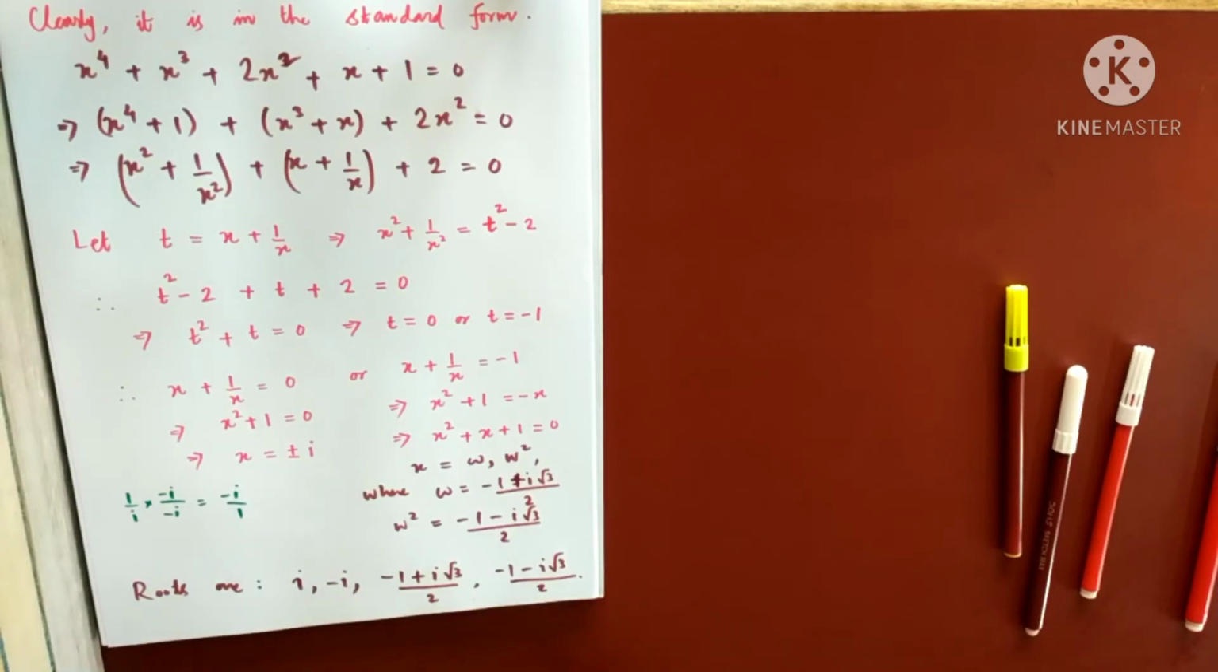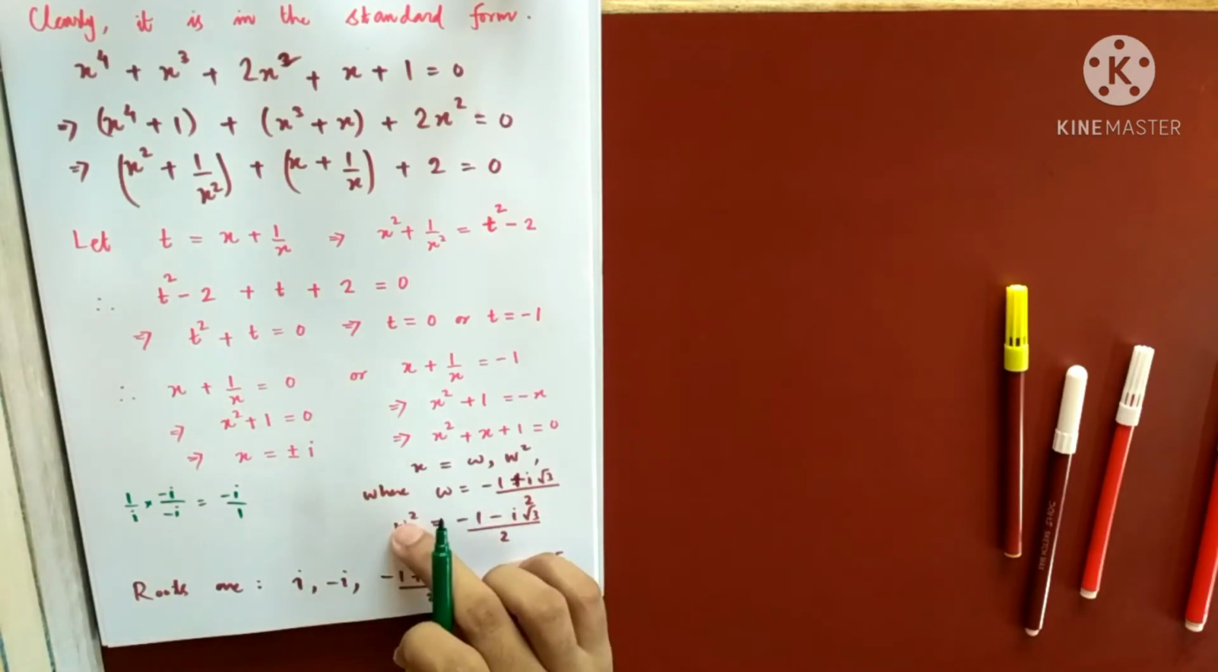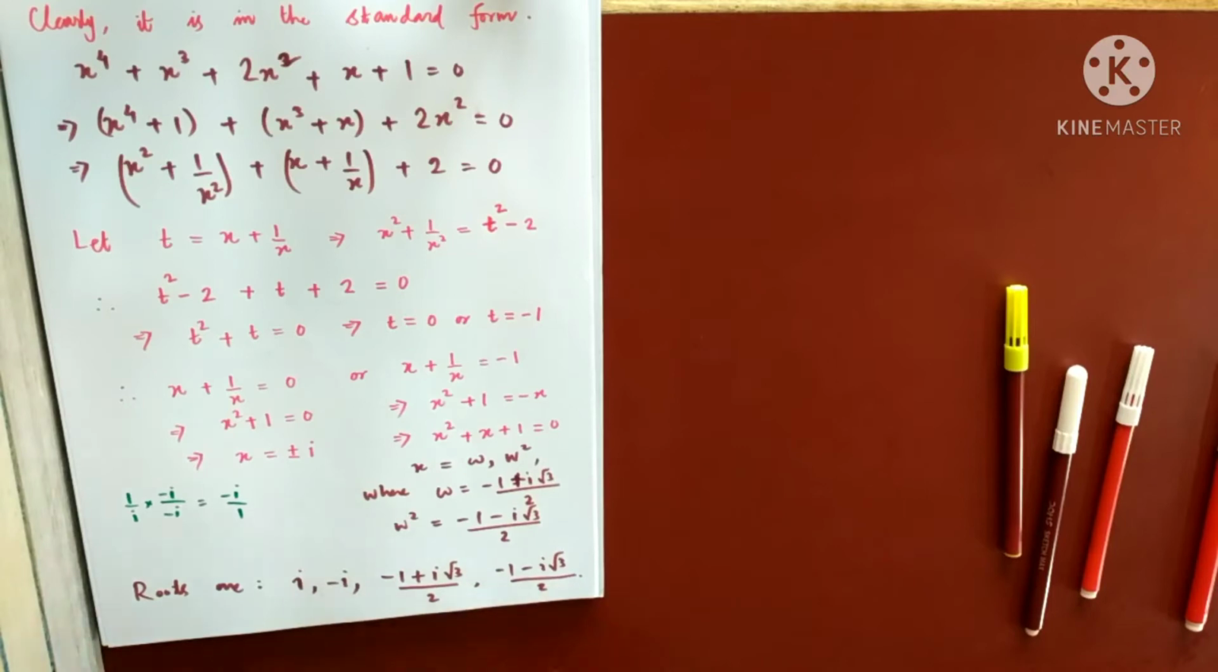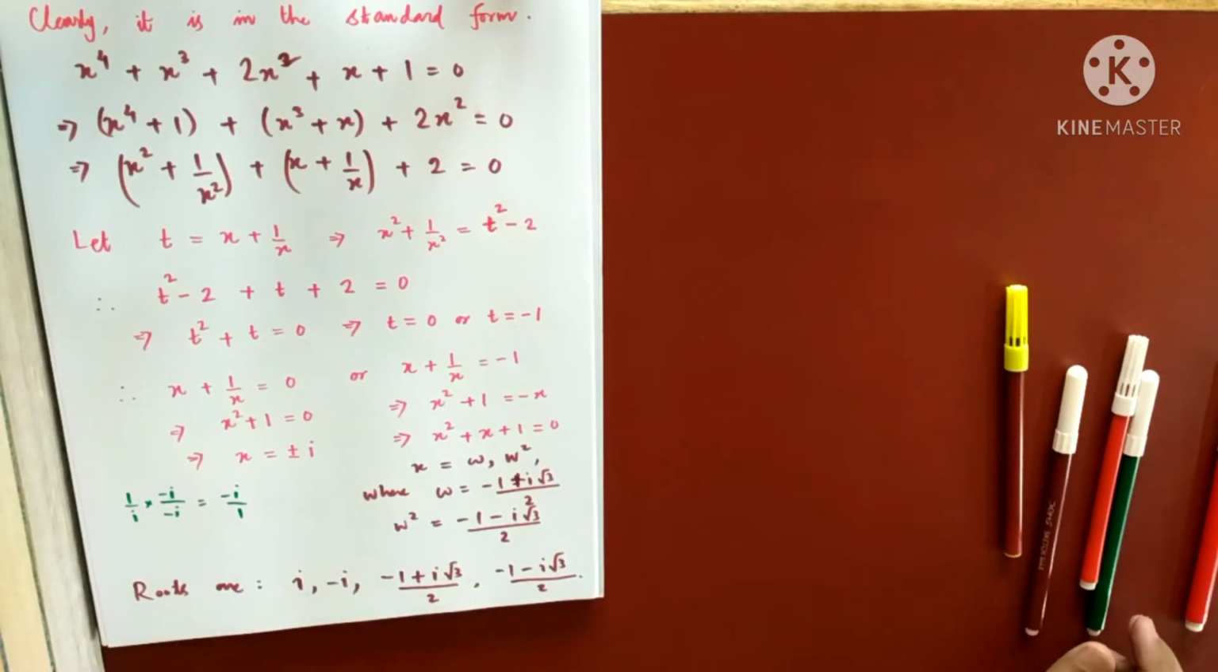And similarly you may check the reciprocal of omega is omega square and of omega square is omega. So that means my solution is actually correct. So am I clear or not clear?